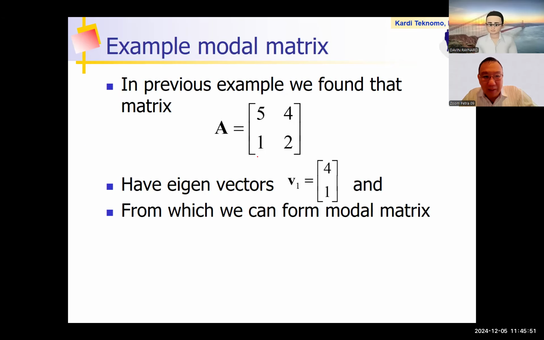So this is your matrix, 5, 4, 1, 2. This one will have eigenvectors. Remember, a while ago we already computed them: 4, 1 and 1, minus 1. So in this case, we form a modal matrix. See, 4, 1, so I put it here, and then 1, minus 1, so I put it here. Is it clear or not? The modal matrix is just a concatenation. You see? Is it clear?